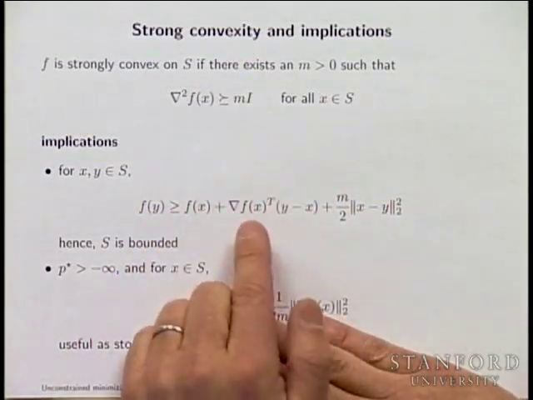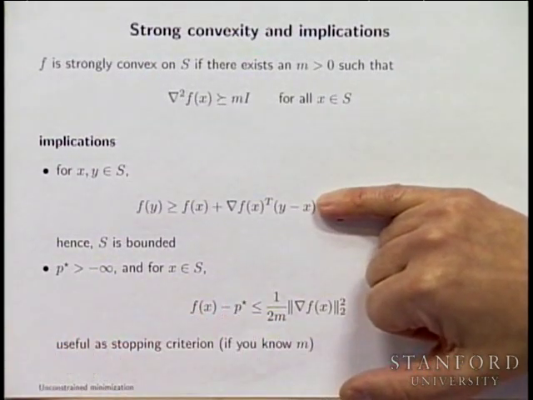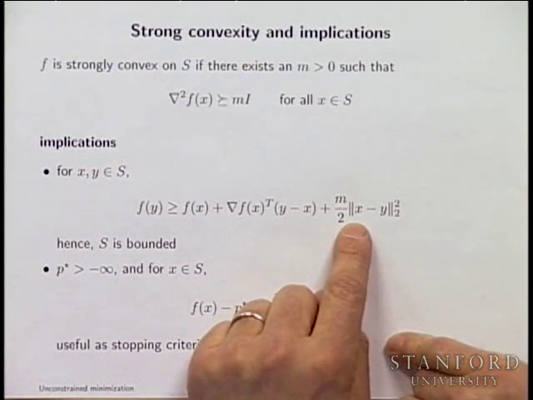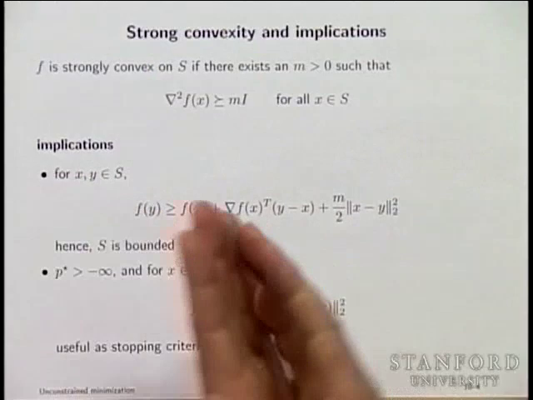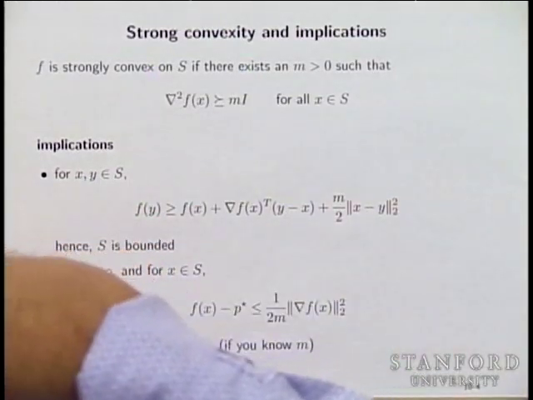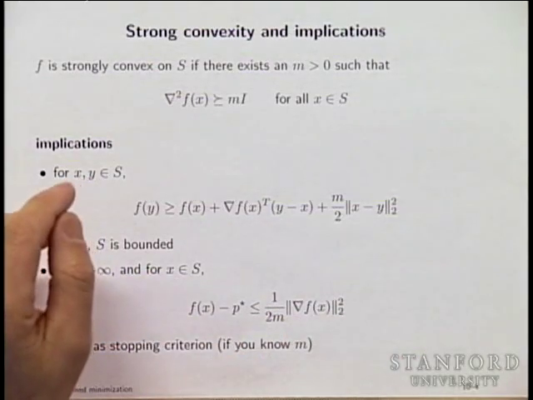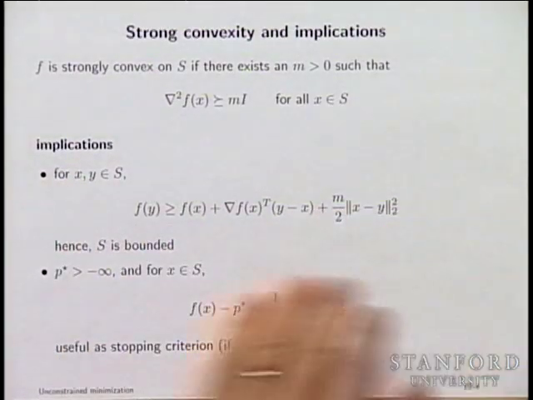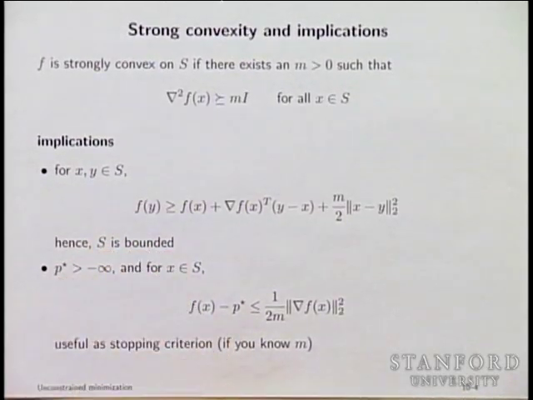And this says you're bigger than or equal to the first-order Taylor series plus a minimum curvature term. It's not just that you move away along a linear thing and you're above that linear thing. There's actually a quadratic in y, and it basically says there's a quadratic that you're above. So it's a strong assumption. Of course, that implies all sorts of things. It implies that the sublevel set is bounded.